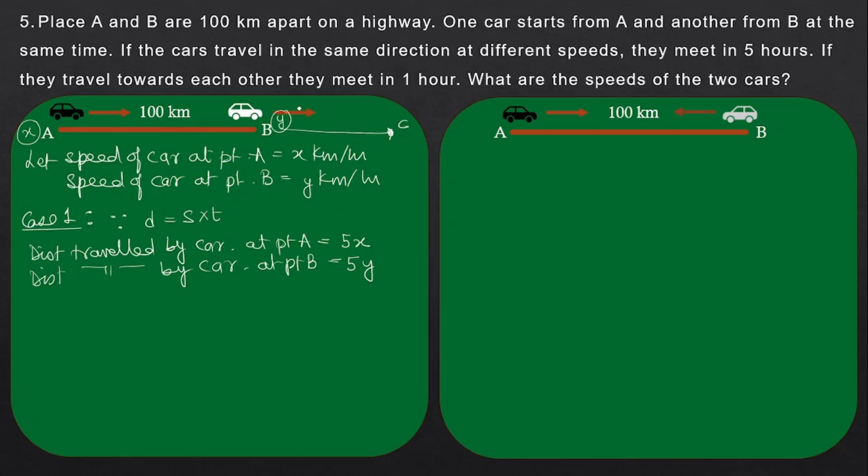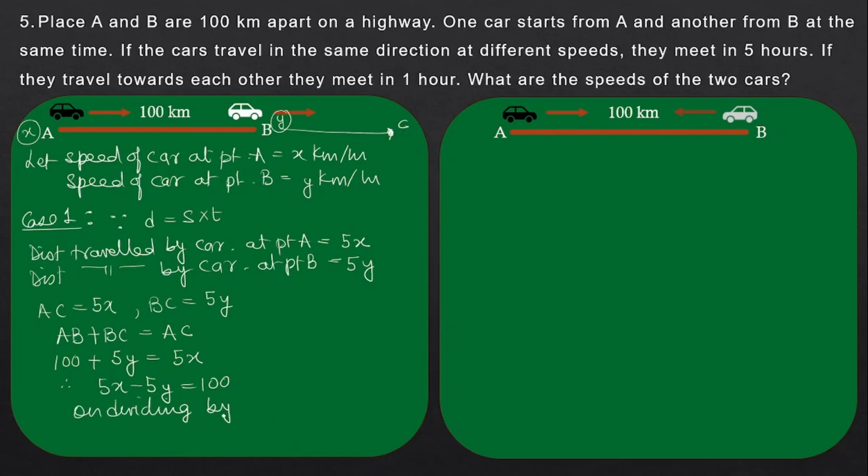Now as I can see from the figure, AC is the distance 5x, BC is the distance 5y, and from the figure we can see AB plus BC is equal to AC. AB is the 100 km distance between points A and B. BC is the distance 5y and AC is the distance 5x. Therefore, we get 5x - 5y = 100. And as I can see, 5 is a common factor. So on dividing by 5, we get the first equation as x - y = 20. I hope this method is understood.